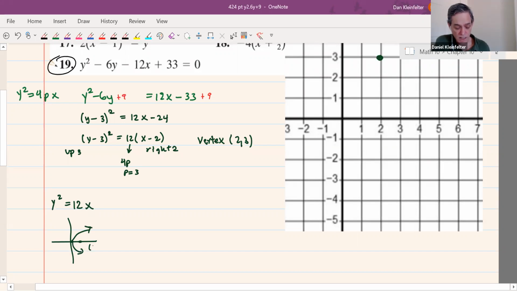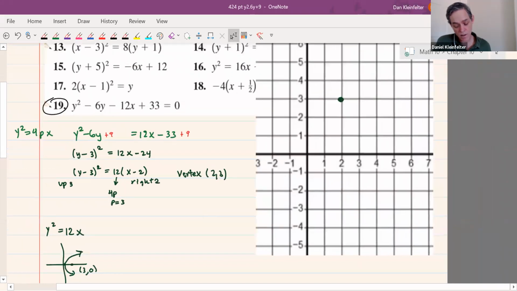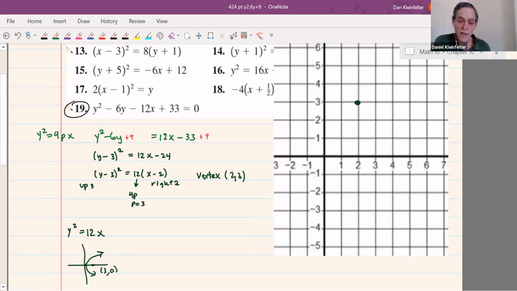Okay, and so the focus here would have to be at 3, 0 if the vertex were sitting at the origin. So this thing will open to the right also, and its focus will be 3 units to the right of the vertex. And so that will be at 5, 3. Okay, so once again, we are thinking about where would our unshifted parabola have its important features like focus and directrix, and translating that to have a vertex, in this case, at the point 2, 3. Okay. And then we've determined that this thing has to open to the right.